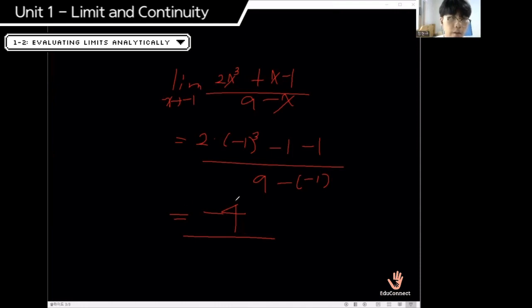Now, in the denominator, we have 9 minus minus 1, so we end up with 10. Simplify this to minus 2 over 5, if you need to. Now, once again, if the limit is in the domain of the function, then you can use direct substitution to evaluate the limit.